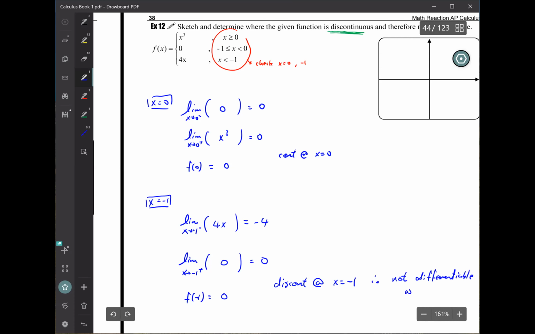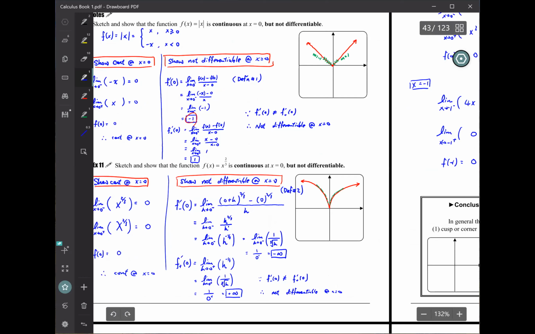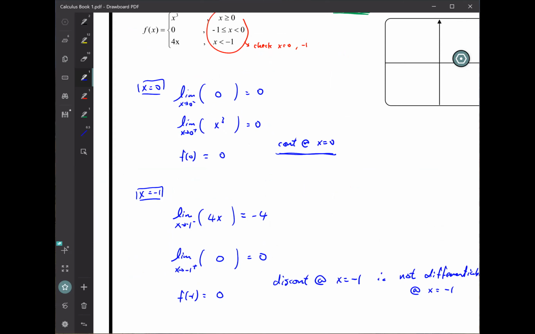Okay, at x equal to -1. But this one, for x equal to 0, even though it's continuous at x equal to 0, that doesn't guarantee it's differentiable, right? If you want to see if it's differentiable, then you need to do the left derivative and the right derivative, to see if the left and right side equal each other. So right now, we only know it's continuous there. We don't know if it's differentiable. Let's see the graph.